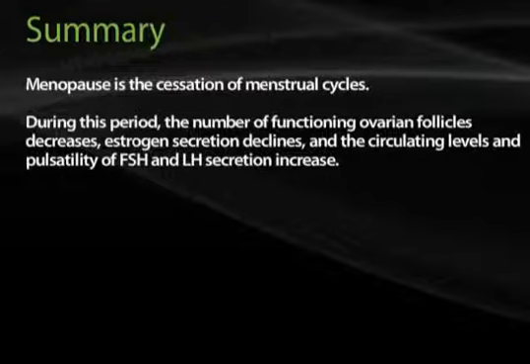Menopause is a cessation of menstrual cycles. During this period, the number of functioning ovarian follicles decreases, estrogen secretion declines, and the circulating levels and pulsatility of FSH and LH secretion increase.